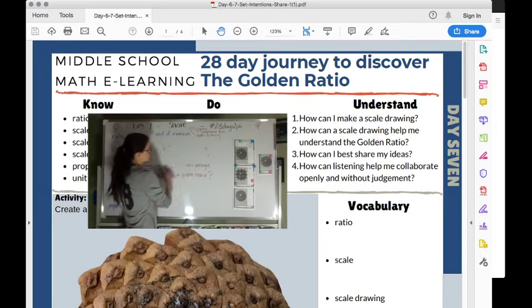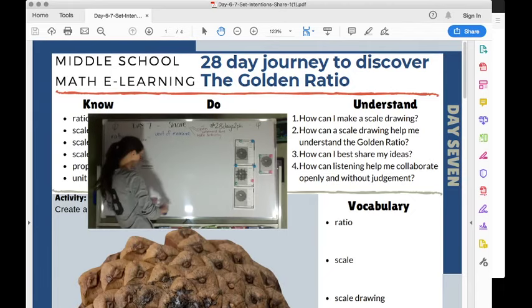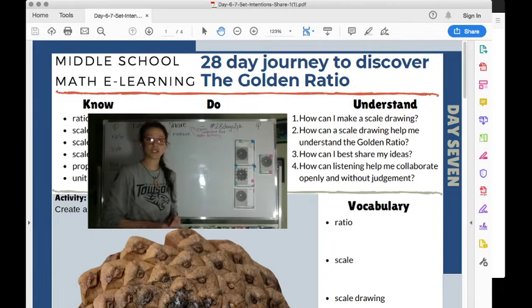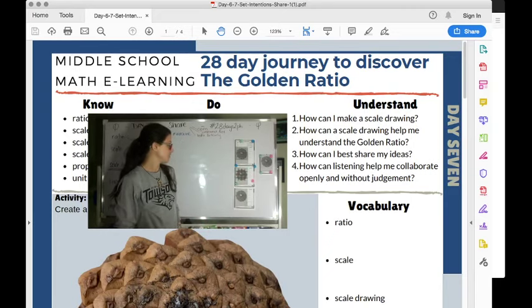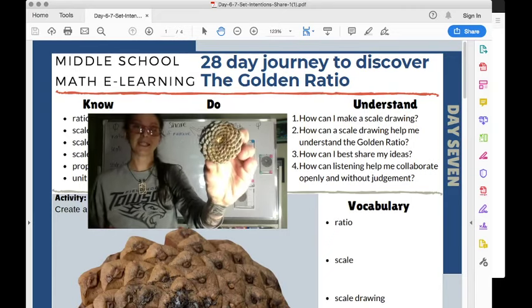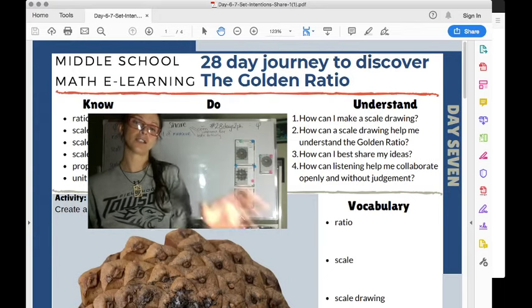My how question related to the image of the pine cone is, how can I make a scale drawing, and how can that help me understand more about phi? So what you see in the enhancements is 4 different images of the pine cone, and what I did is I overlaid a grid on top of the image.